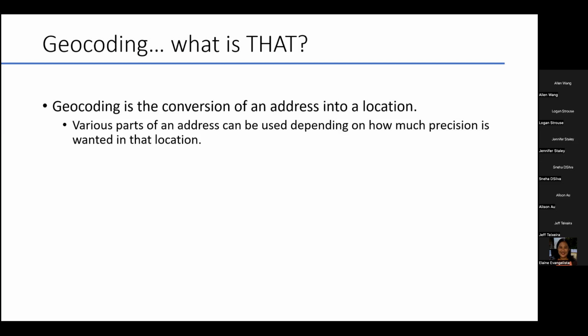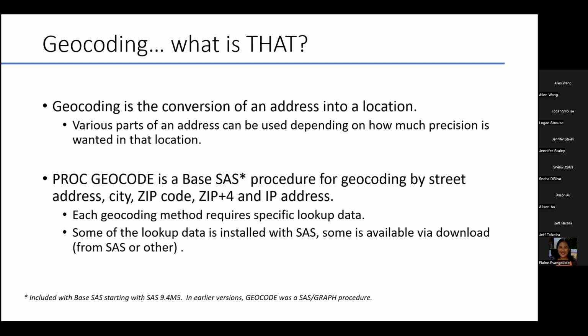Geocoding, as I think you all know, is taking an address and usually trying to get a latitude and longitude on a given street level address. Within SAS, the procedure is called PROC GEOCODE. It is now a base SAS procedure. In historical versions, it was part of the SAS/GRAPH package, but it is now part of base SAS.